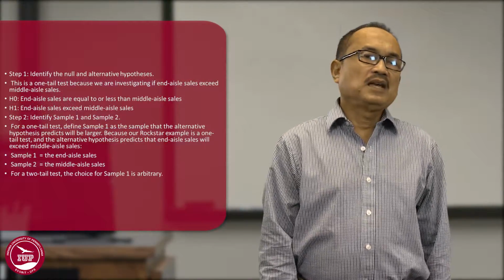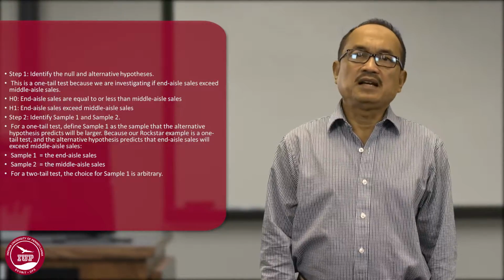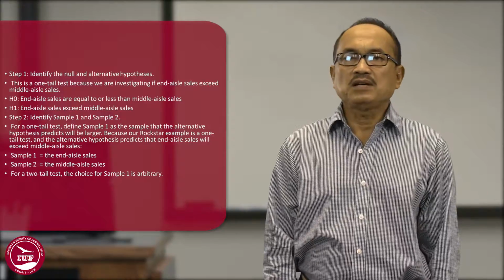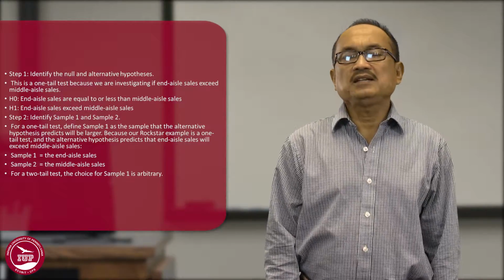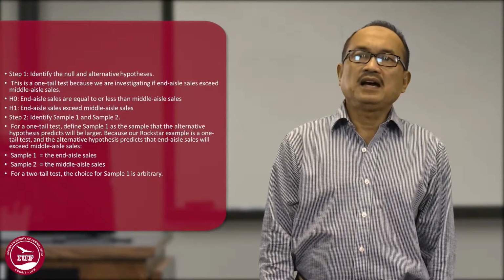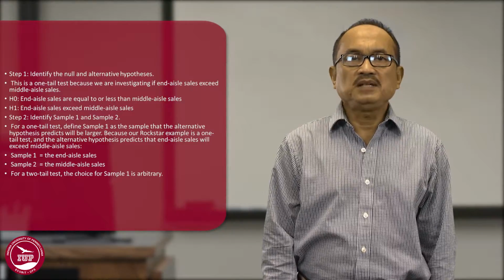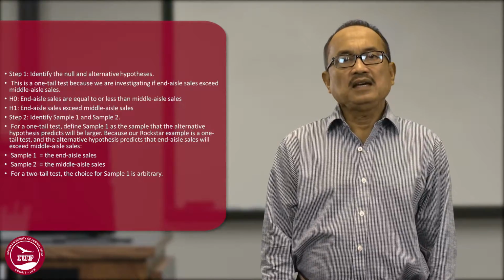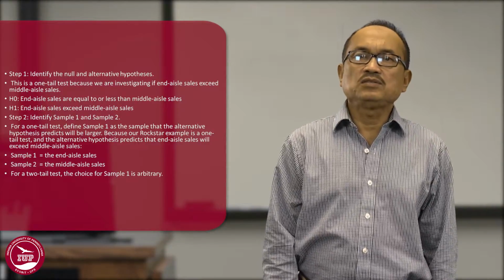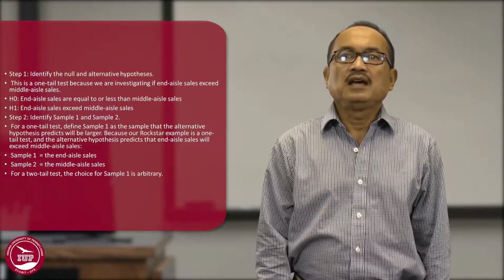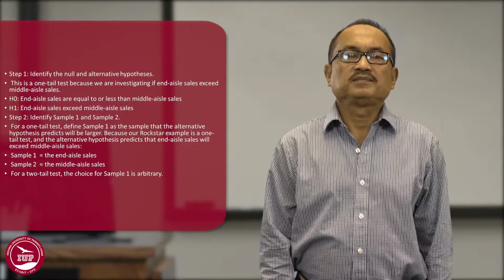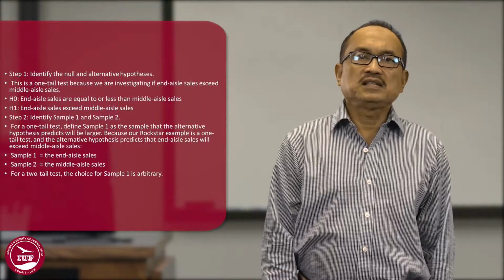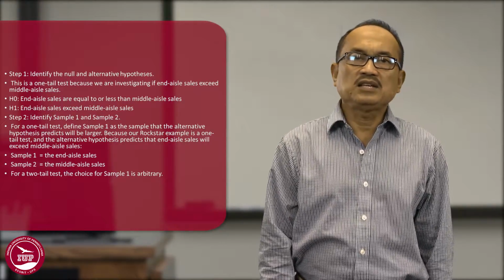Step 1. Identify the null and alternative hypotheses. This is a one-tail test because we are investigating if end aisle sales exceed middle aisle sales. Null hypothesis: end aisle sales are equal to or less than middle aisle sales. Alternative hypothesis: end aisle sales exceed middle aisle sales.